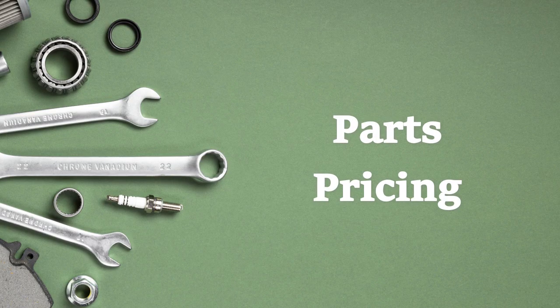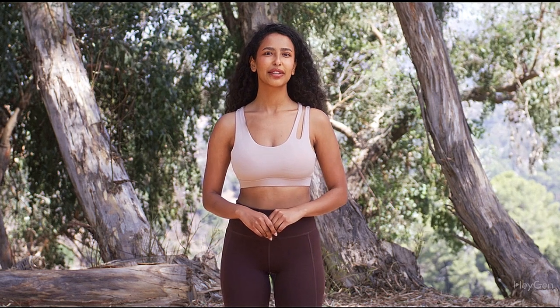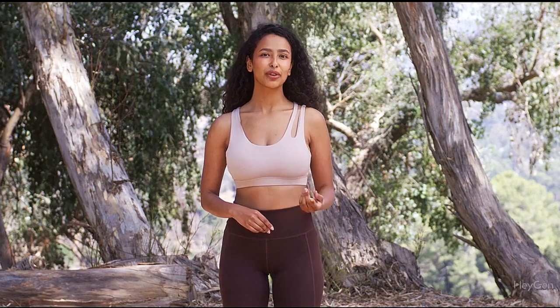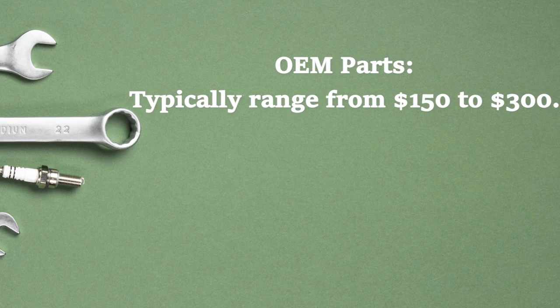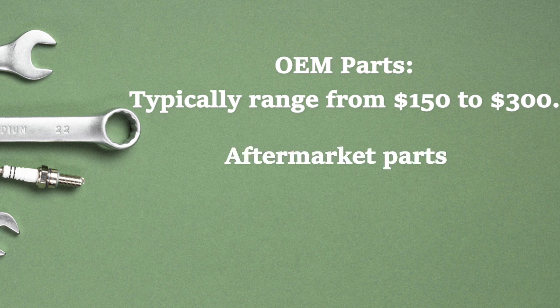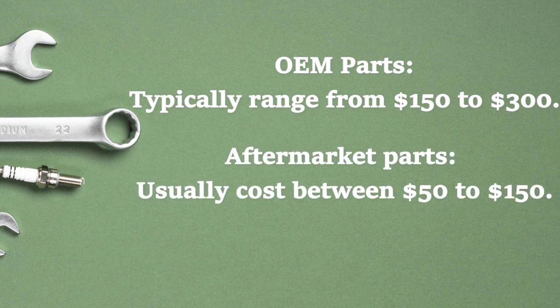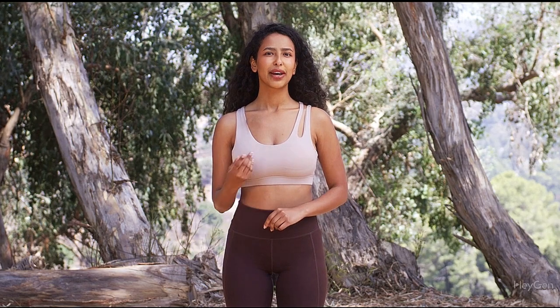Parts pricing. The cost of parts is a significant factor. Genuine OEM parts tend to be more expensive. Aftermarket parts are generally cheaper, but may vary in quality. OEM parts typically range from $150 to $300. Aftermarket parts usually cost between $50 to $150. Choosing between OEM and aftermarket parts can impact the overall cost.